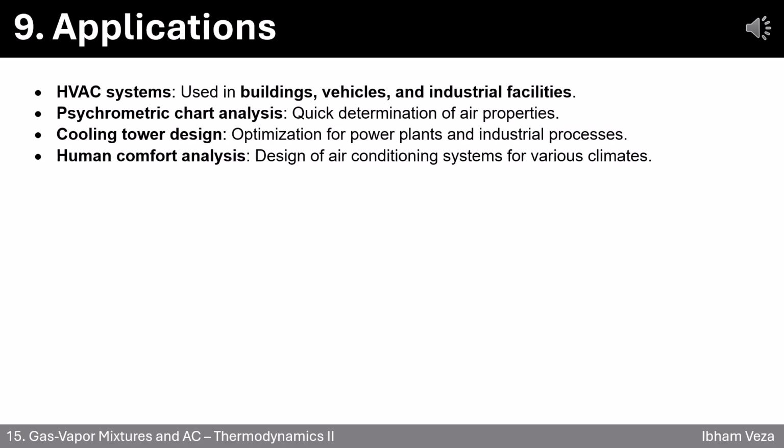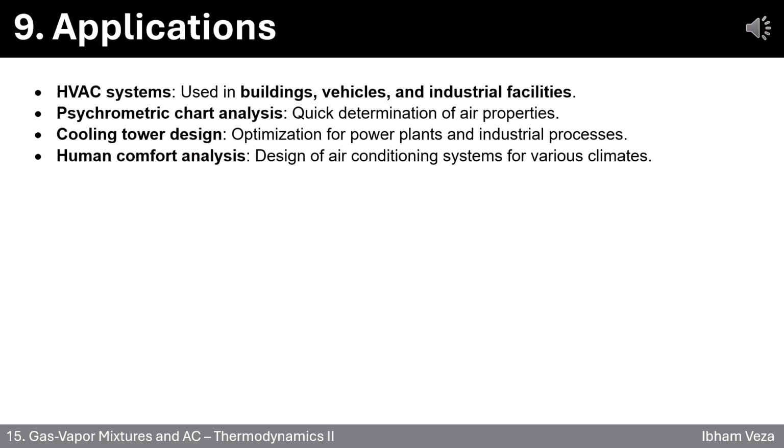9. Applications. Let's end by seeing how everything we've learned connects to real-life applications. First, HVAC systems are everywhere. Whether it's your home, car, or a factory, they all rely on gas-vapor mixtures to control comfort and air quality. Second, the psychrometric chart helps engineers quickly assess air properties during design and troubleshooting, making it an essential day-to-day tool.